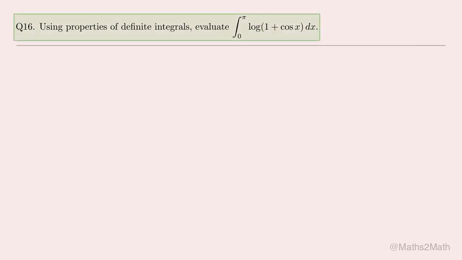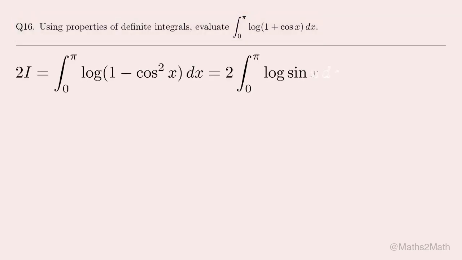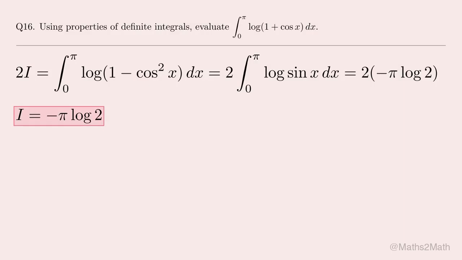Question 16. A grand classic. Reflect, add, and reduce to the log sine integral. The known result minus pi log 2 emerges. Adding I to its reflection gives the log of sine squared, twice the log sine integral, which is known to be minus pi over 2 log 2 on the half interval. So I is minus pi log 2.